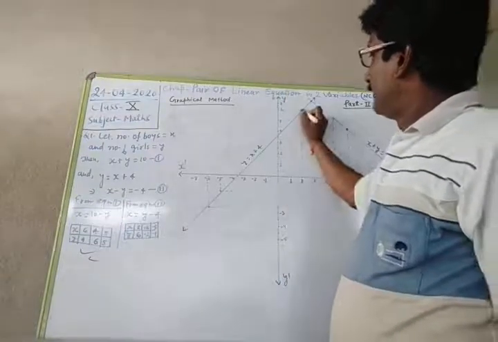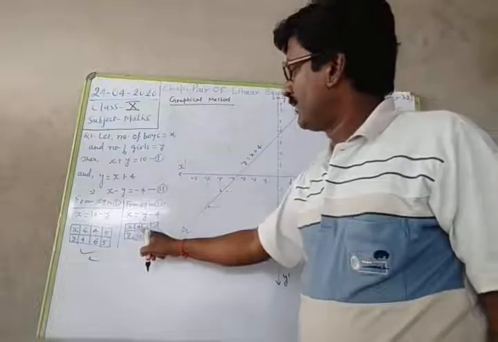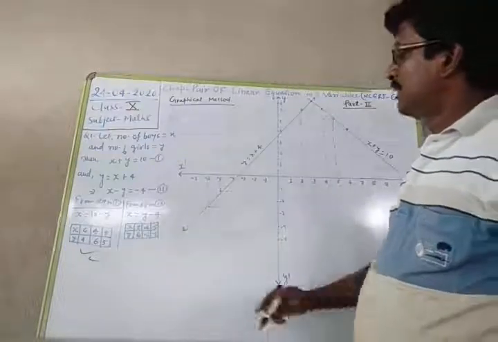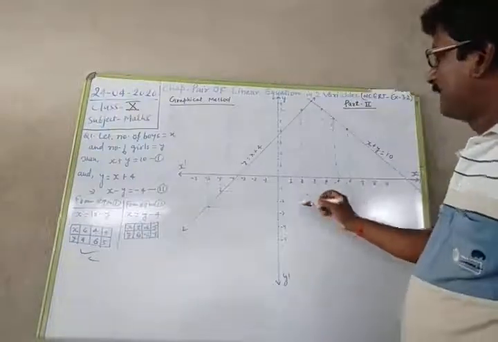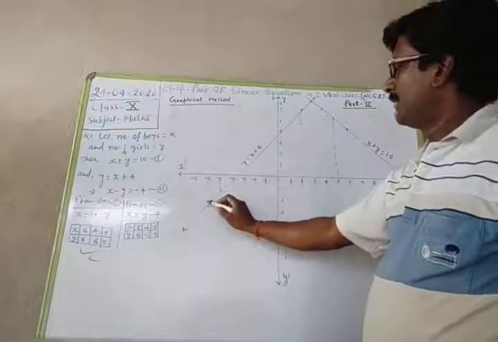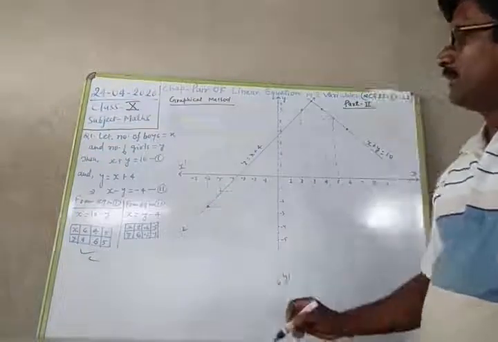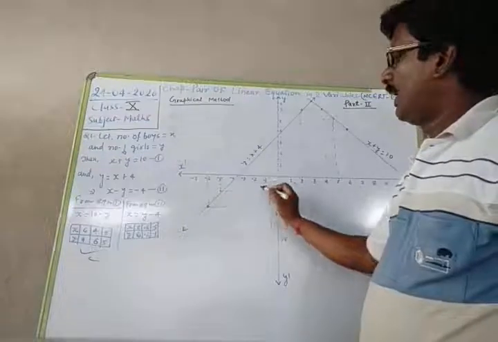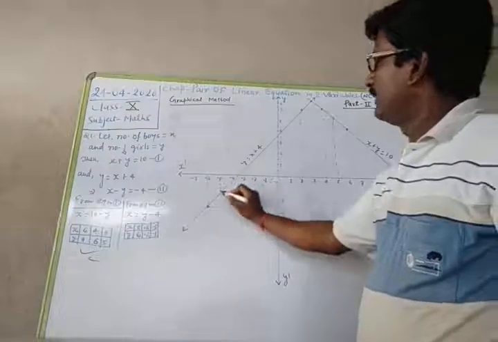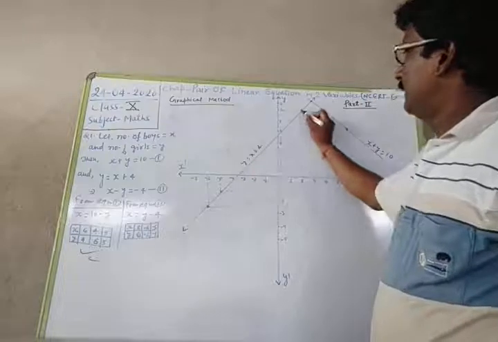This is (2, 6). Next is (-6, -2), this is -6, and this is -2. Next is (-5, -1). So now the 1, 2 and 3 points are plotted.